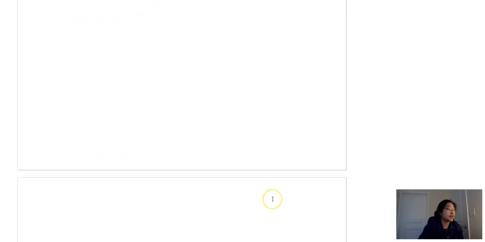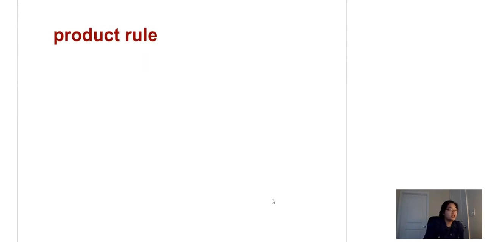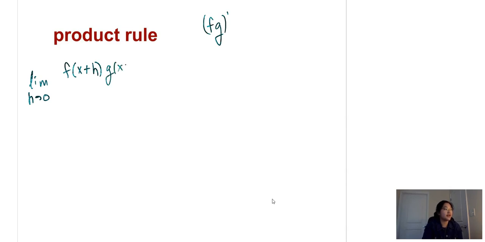In order to prove the product rule, we first need to figure out what we're dealing with. We're looking at the function f times the function g, and we're trying to take the derivative of that. So what does that mean in terms of our definition of the derivative? Well, that means we're looking at the limit as h approaches 0 of f of x plus h times g of x plus h minus f of x times g of x, all divided by h. This is the definition of our derivative, and we're just using this product.